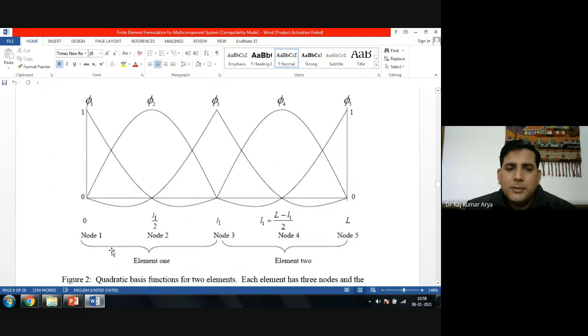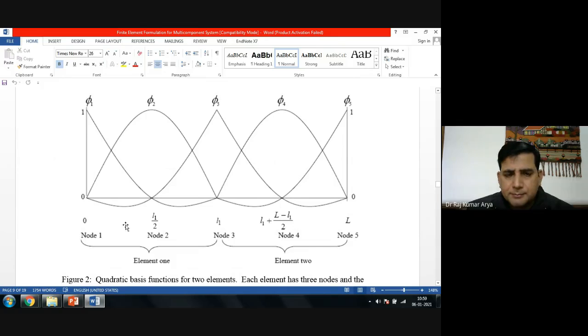Now we want to take the basis function. The basis function could be linear, quadratic, or cubic in nature. The cubic one is further complicated, while the quadratic one works well without much problem. So we have taken the quadratic basis function. Quadratic means it should have power 2 terms, that's what is called quadratic.